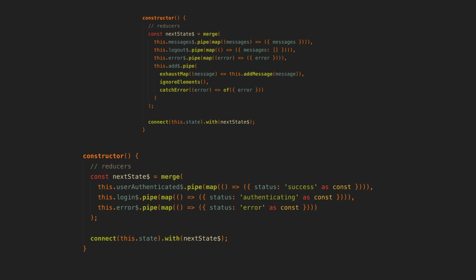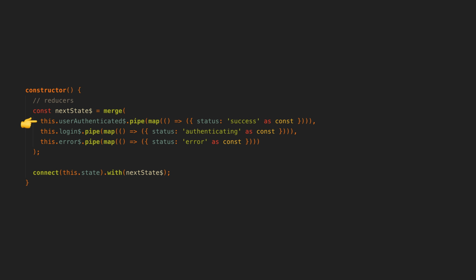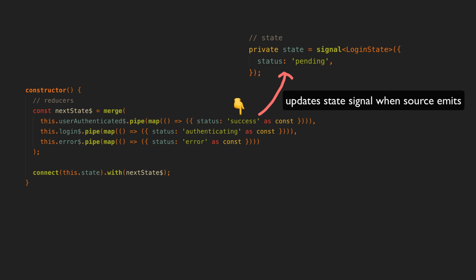So first let me show you the issue. The examples I covered in the last video were nice and neat because all they needed to do was set whatever the observable emits into the state signal. For example, this source is going to emit when the user has successfully authenticated, and we want to set the status property in the signal to success when that happens. So we just map the observable so that it emits an object that has the status property set to success.